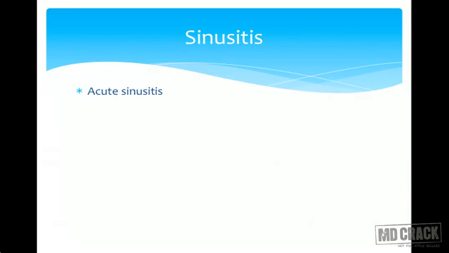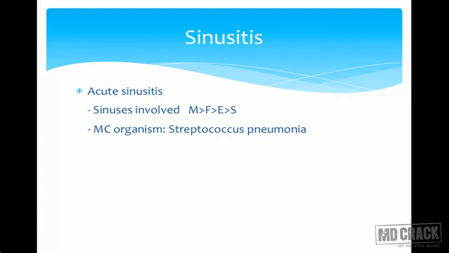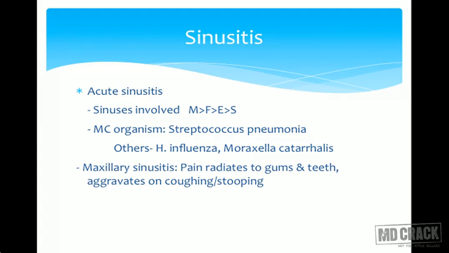Now we talk about sinusitis, acute sinusitis. The sinuses involved, the most common is maxillary, followed by frontal, ethmoid and sphenoid. Why is the maxillary sinus involved more commonly? The reason is that the drainage of the sinus is at a higher level from the floor of the sinus. So secretions tend to accumulate in the sinus and chances of sinusitis are more. The most common organism is Streptococcus pneumoniae, followed by H. influenzae and Moraxella catarrhalis.